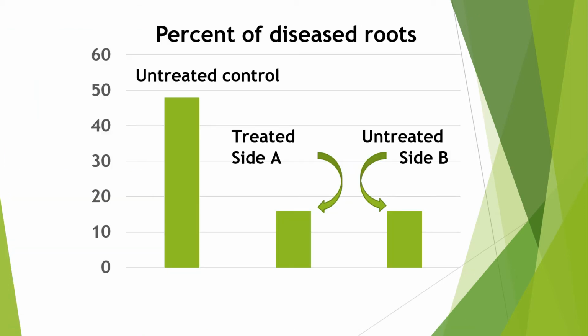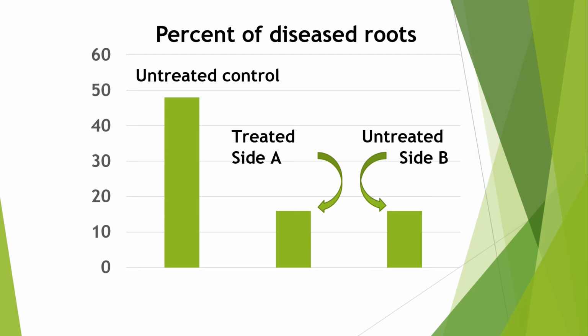In this particular study here, we're looking at the percentage of the diseased roots. So the bigger the bar, the more disease. So you can see in the untreated control, this was a plant that was inoculated but did not receive any nanoparticles. We had almost 50% root rot in that treatment there. When we treated side A, you could see that the amount of disease dropped down to about 18%.